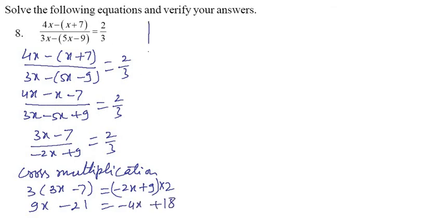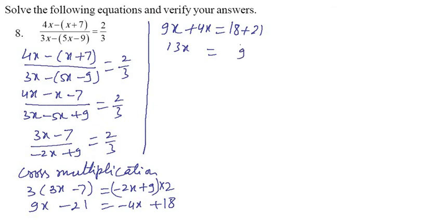Now here is 9x. This 4x is transferred to the left hand side, so it becomes plus 4x, and here is 18, and this minus 21 is transferred to the right hand side, it becomes plus 21. So 9 and 4, that is 13x, is equal to 18 and 21, that is 39.